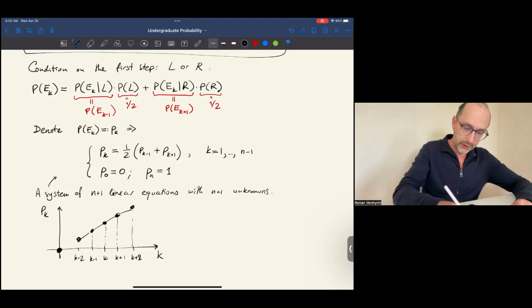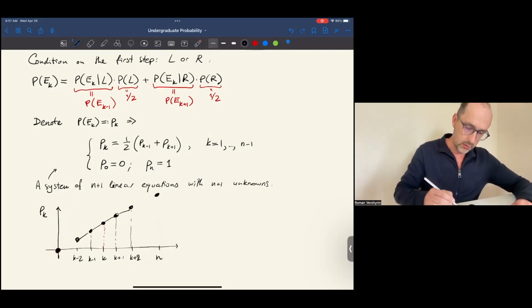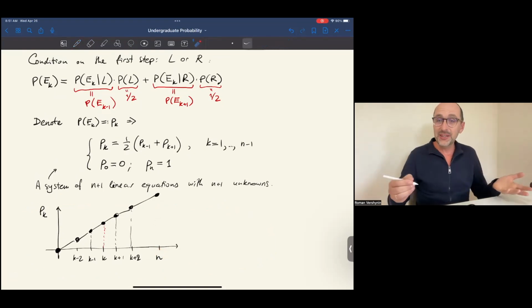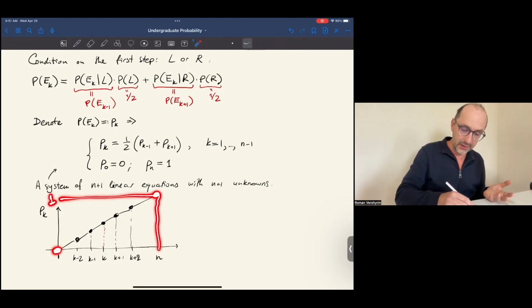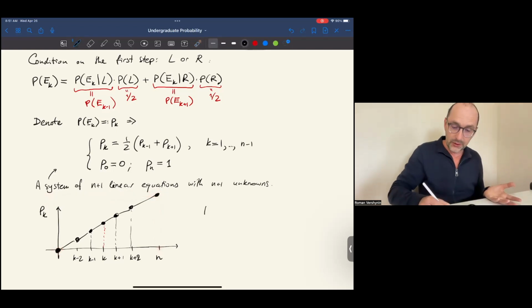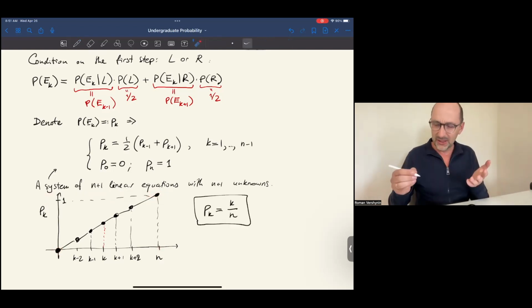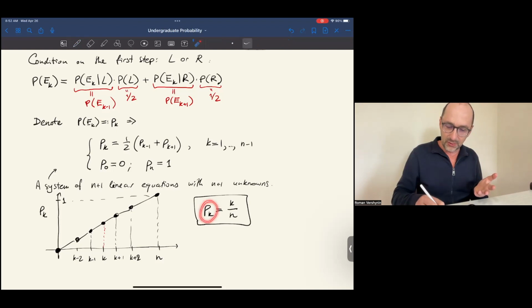So this is the point P0. And that Pn is 1. So we just need the equation of the line through these 2 points, (0, 0) and (n, 1). That equation is k over n. Let's check it. P0 is 0 over n, 0. Pn is n over n, which is 1.